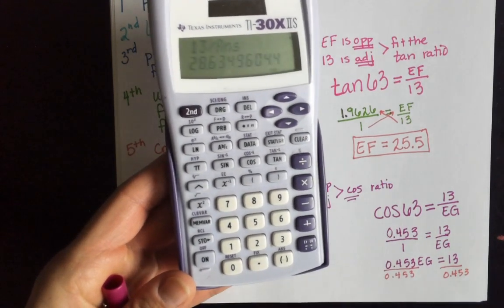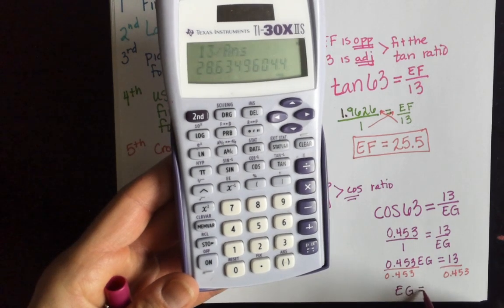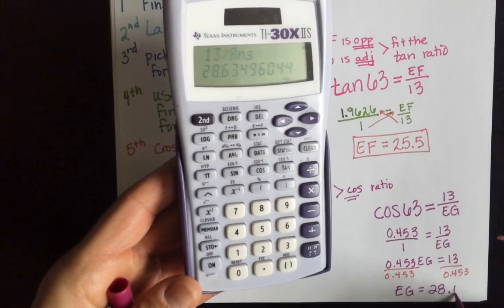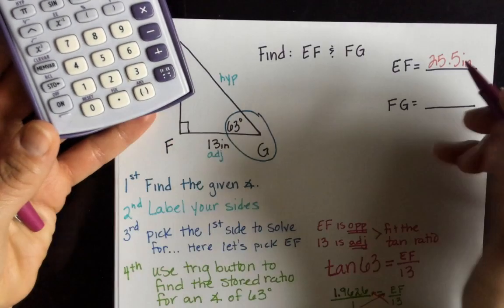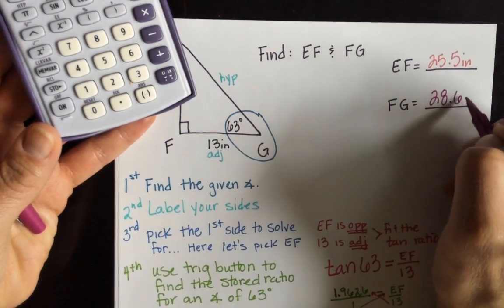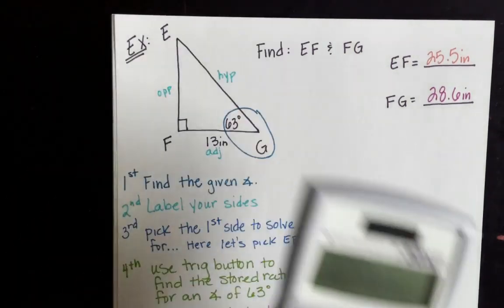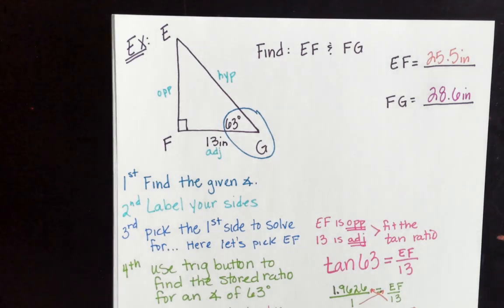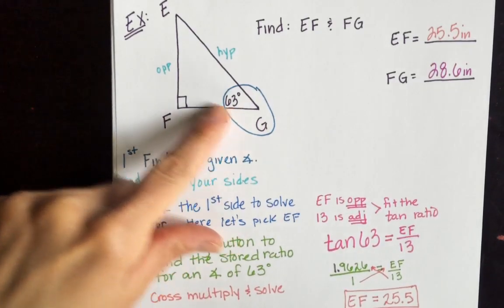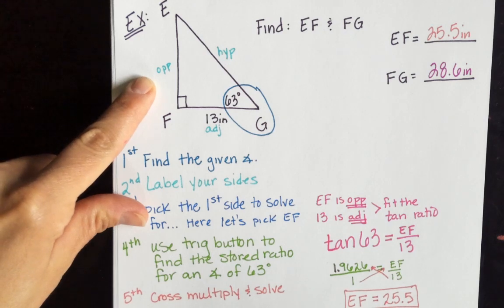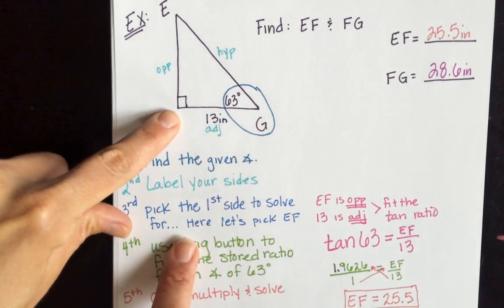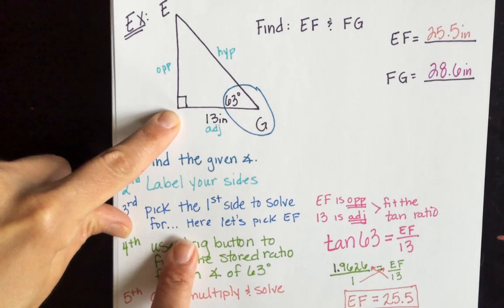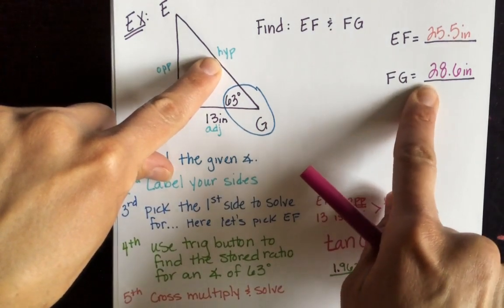And now I'm going to push enter, and I find out that EG is 28.634, means I'm going to stop at 28.6. So up here is 28.6 inches. Now we're going to do a lot more of this on Wednesday, but I want you just to double check. Does that make sense? Is a length of 25.5 compared to 13 going to make sense? Well, opposite the larger angle should be the longer side. Opposite the largest angle should be the longest side, so that makes sense.